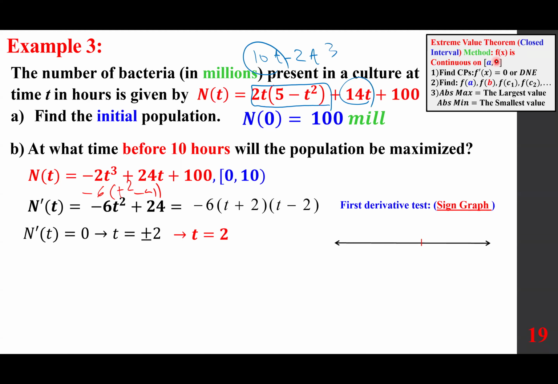So you put t instead of x, you put N prime of t, and at 2, it's 0. And you do a test point. You can even use 0 and 10. If I plug in 0 into N prime, it becomes positive and it will alternate. The reason it alternates, it's degree 2 and it has two answers. So, the arrows: increasing, decreasing. So this must be a local max, which becomes an absolute max.